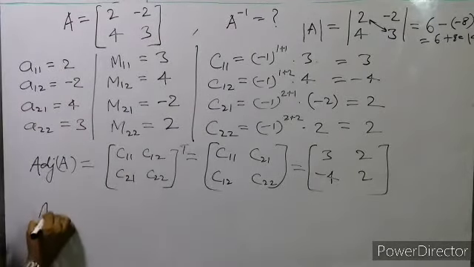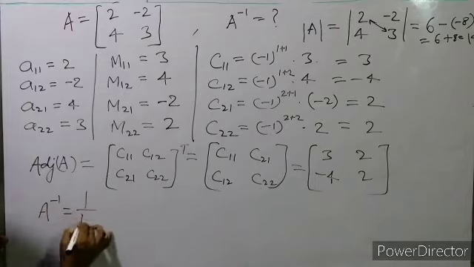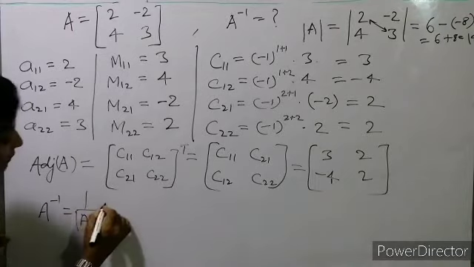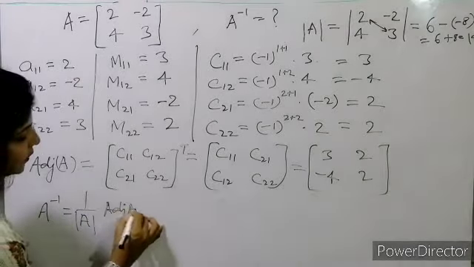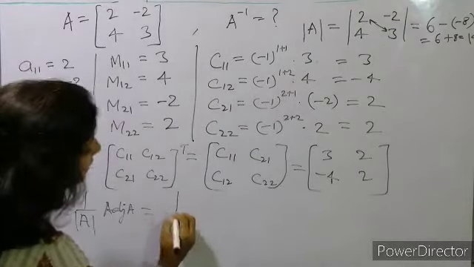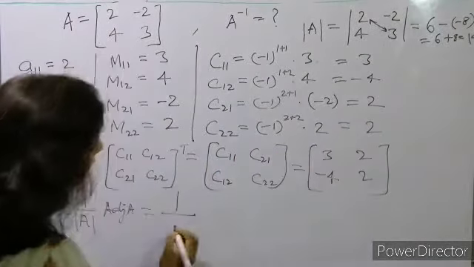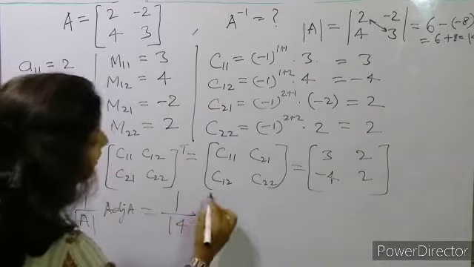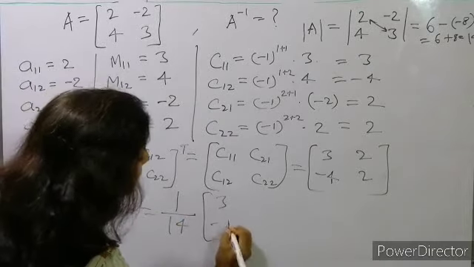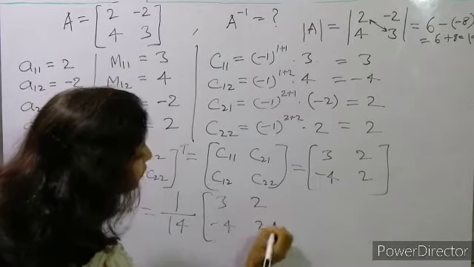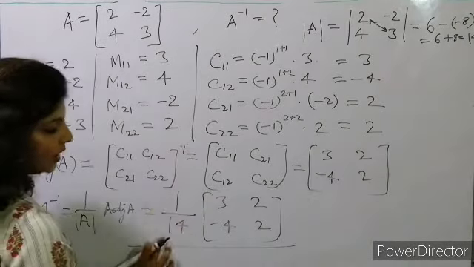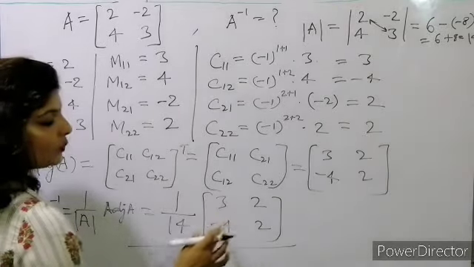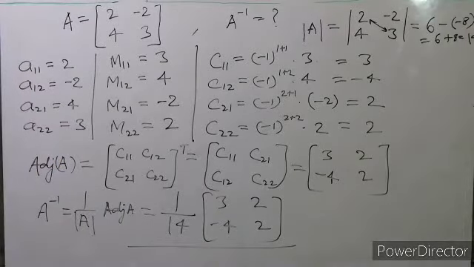Now we have to find out the inverse. A inverse will be equal to 1 upon determinant of A into adjoint of A. Determinant का value क्या है, 14. So 1 upon 14 into adjoint of A. Adjoint का value 3, -4, 2, 2. Okay, so this is the value of inverse. So this is the inverse of matrix A, 1 upon 14 into 3, 2, -4, 2. Okay, this is the inverse of the matrix A.